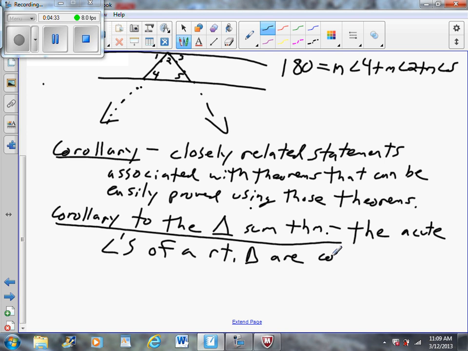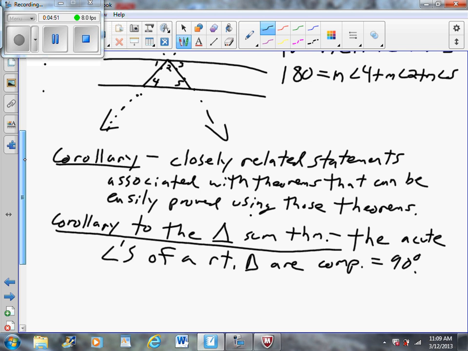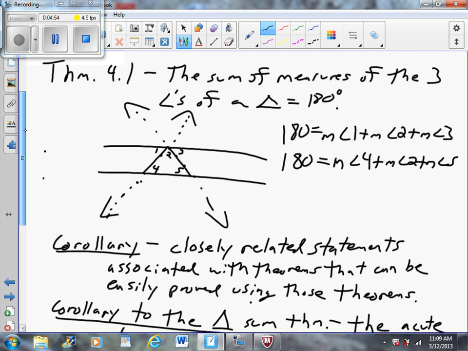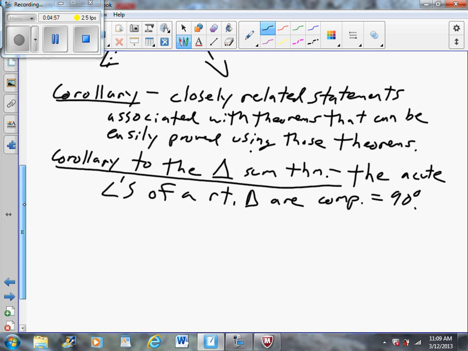are complementary, which means what? What's complementary angles? 180. No, that's supplementary. 90. Equal to 90. That means they must equal 90 degrees. Okay? Now, we're going to use the theorem that we just proved, 4.1. The sum of the measures of the three angles of a triangle is equal to 180 degrees.